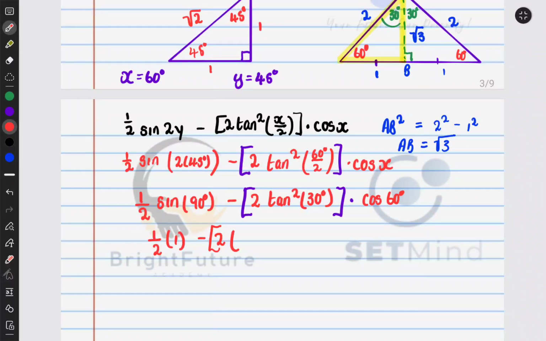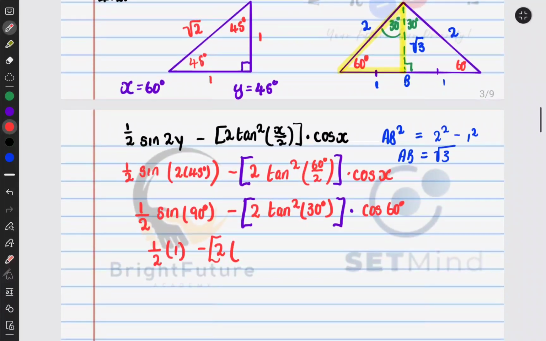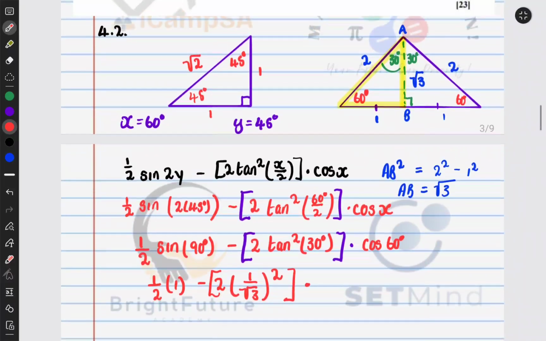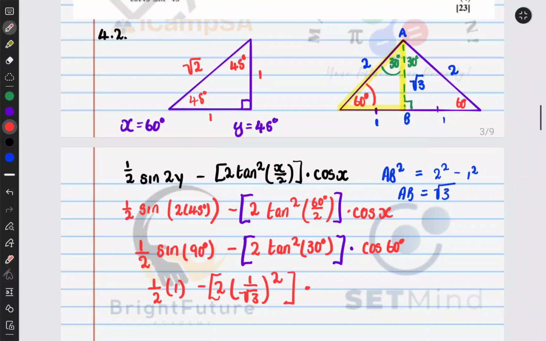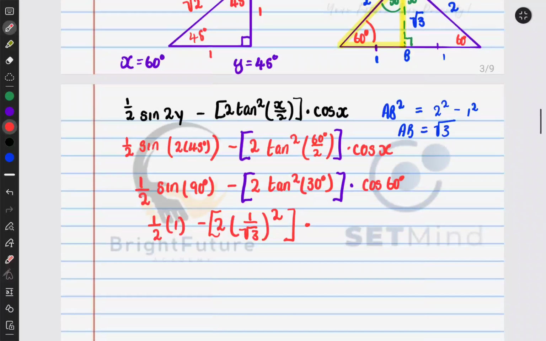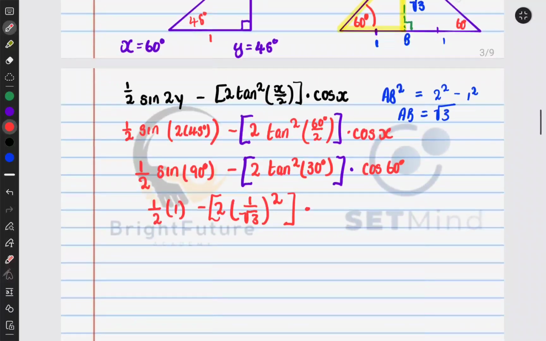2 into, what is tan of 30? We said it's going to be 1 over root 3, opposite over adjacent, 1 over root 3, close bracket, squared, multiplied by cos 60. Cos 60 is adjacent over hypotenuse. What is the side adjacent to 60 degrees? It is 1 unit, over hypotenuse, 1 over 2. So cos 60 is 1 over 2.